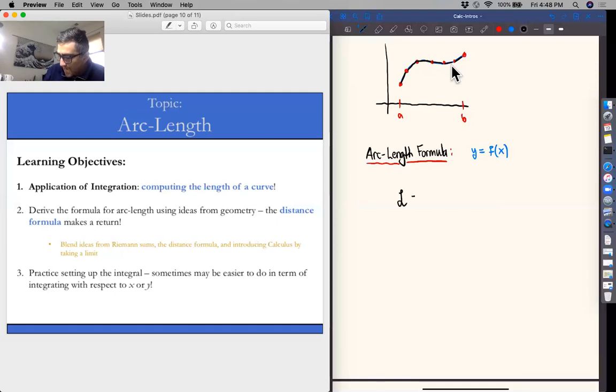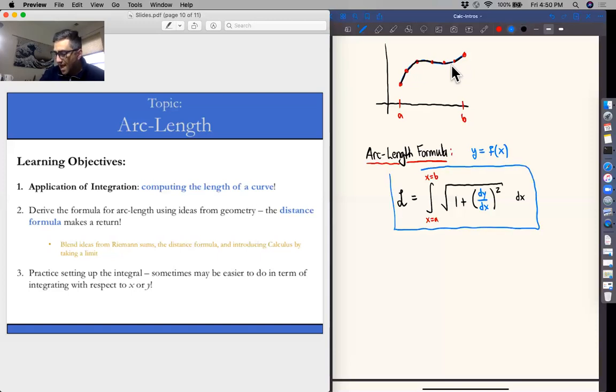The length of that curve between two points, say x equals a to x equals b, some starting and ending x values, is the integral of the square root of 1 plus the derivative of our function, dy dx, squared, and taking that integral with respect to x. So that is our spoiler formula that we're going to derive together.